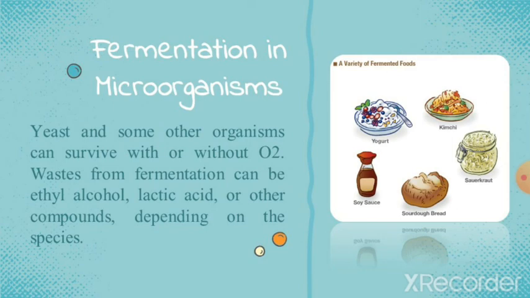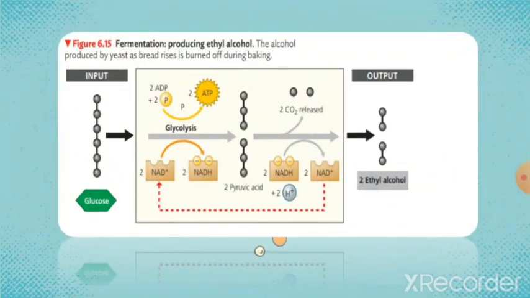So yeast, a microscopic fungus, is capable of both cellular respiration and fermentation. When kept in an anaerobic environment, yeast cells ferment sugar and other food to stay alive. As they do, the yeast produce ethyl alcohol as a waste product instead of lactic acid. As you can see in figure 6.15, it is a fermentation producing ethyl alcohol, in which the alcohol produced by yeast as bread rises is burned off during baking. This alcoholic fermentation also releases carbon dioxide.